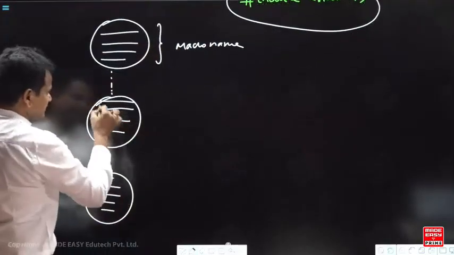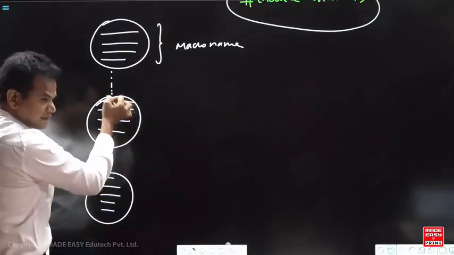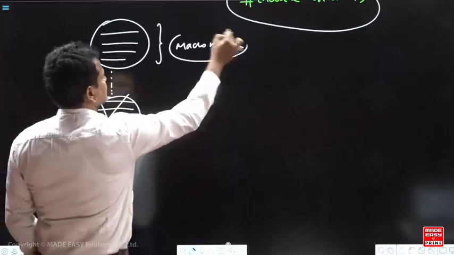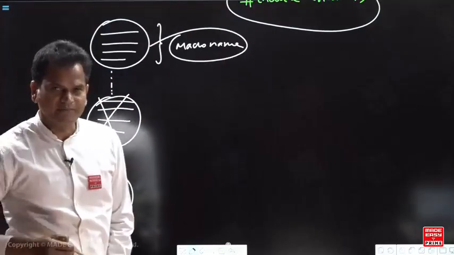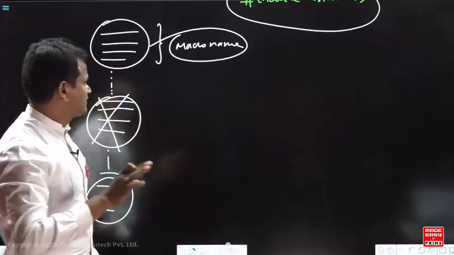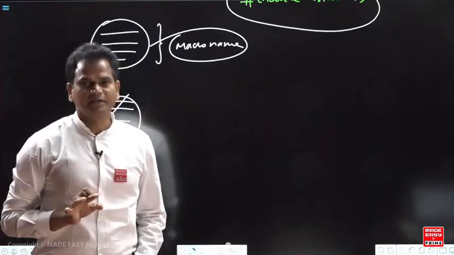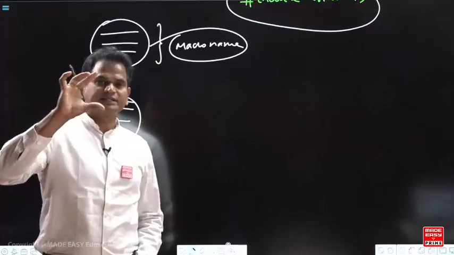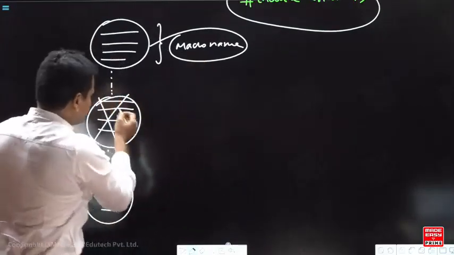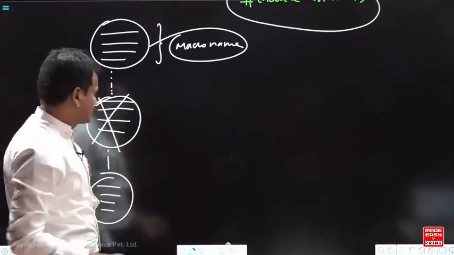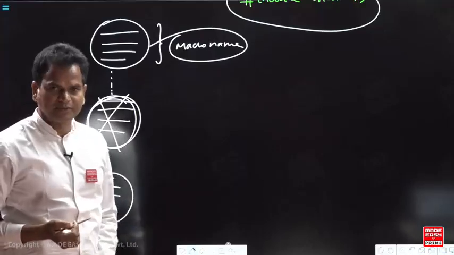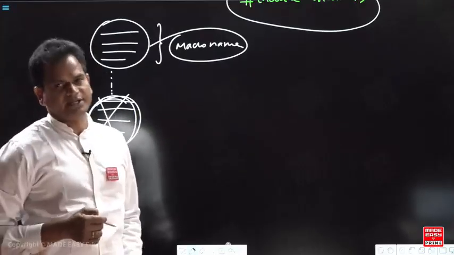And wherever these set of instructions are repeated, instead of writing the same set of instructions, we call it with a macro name. I repeat this one. If you are using some set of instructions repeatedly in the program, we define those set of instructions as a macro, and we give some macro name. Wherever they are required, we call it with the macro name.